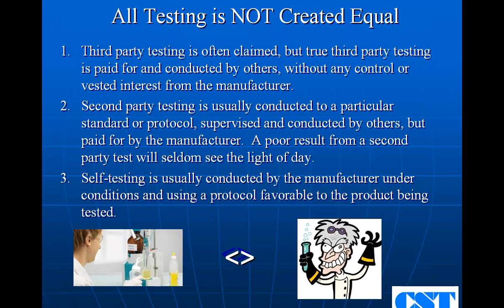Second party testing is usually conducted to a specific standard or protocol. This would be like NJDEP or Washington TAPE, or in Georgia, for example, where I'm sitting today, there's a new standard that's been proposed, GTAP, and that testing is supervised and conducted by others, but paid for by the manufacturer. So there's a certification process with an independent observer or a certified lab, things like that. Now, if you do a second-party test and you don't get a good result, that test is unlikely to see the light of day. This is in contrast to, for example, the ETV testing.